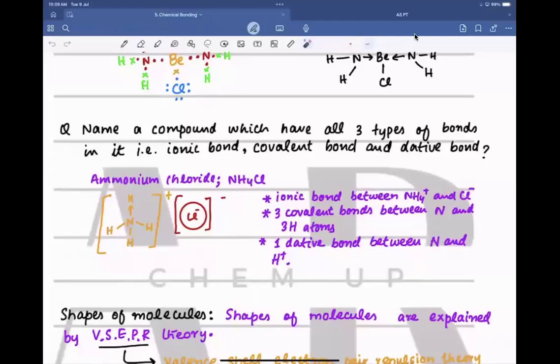So today we are going to start with a new topic that is shapes of molecules, right?